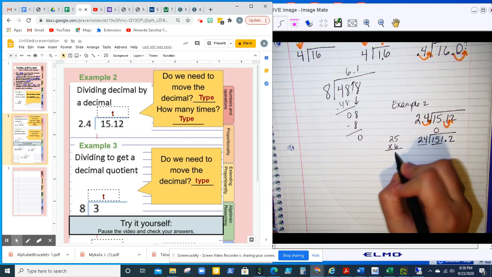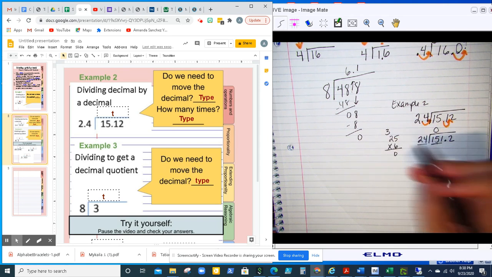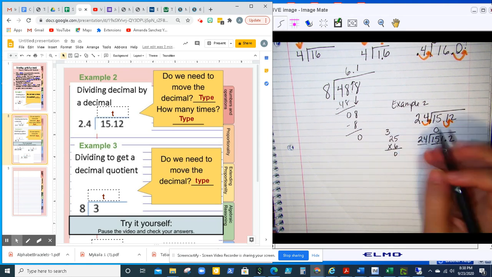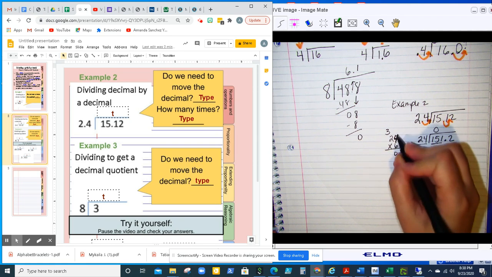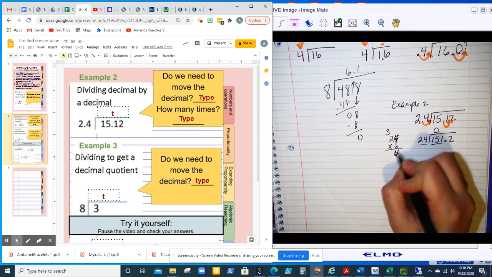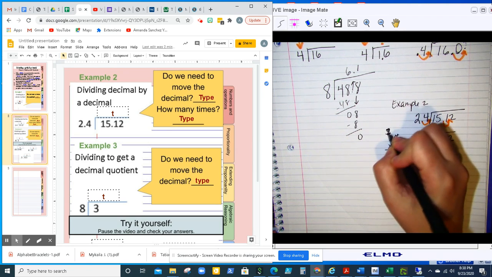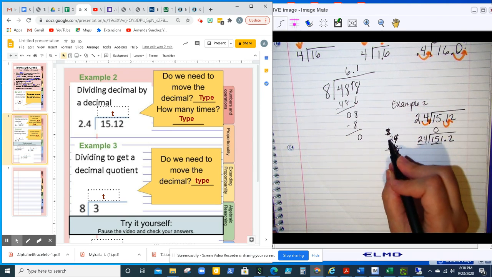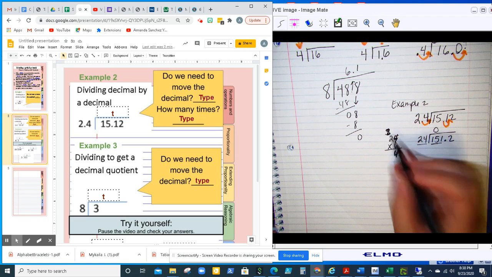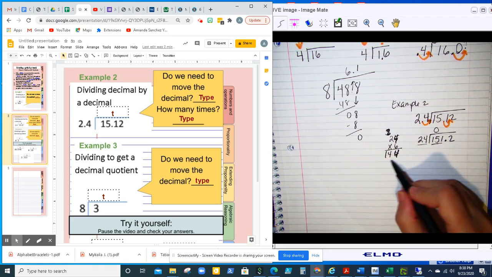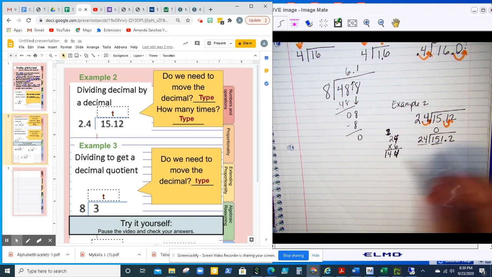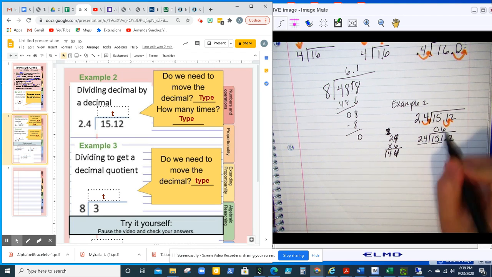5 times 6 is 30. Oh, sorry, it should be 24. So 4 times 6 is 24. And then 6 times 2 is 12, plus 2 is 14. So it's not going to be able to go in one more time. So 24 can go into 151 6 times.